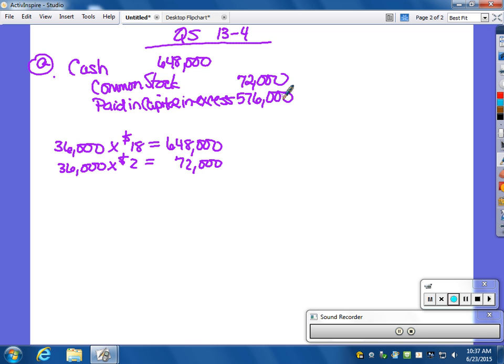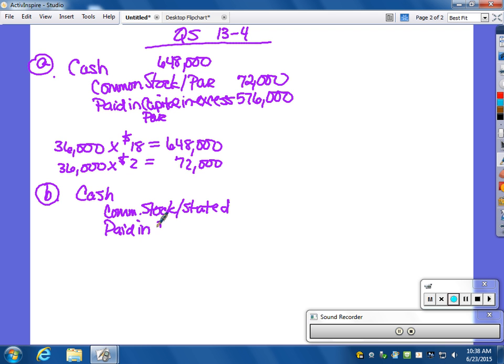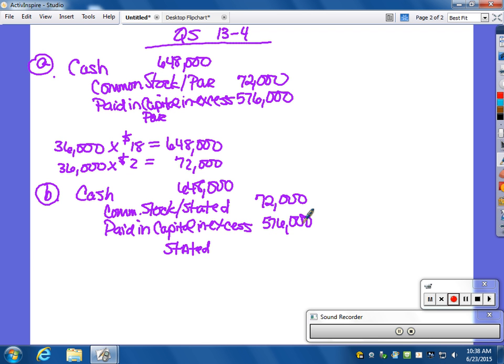So does the journal entry really change? It does a little bit. How does it change? The paid in capital in excess of stated amount. That's it. The first is of par, and the second one is going to be of stated. The common stock is going to be stated. But the amounts stay the same, right? Common stock stated. That's important when you're doing books. Paid in capital in excess, stated. So 648,000 for cash, 72,000 for the actual common stock, and 576,000 for the paid in capital in excess of par. I mean, of stated. Good.